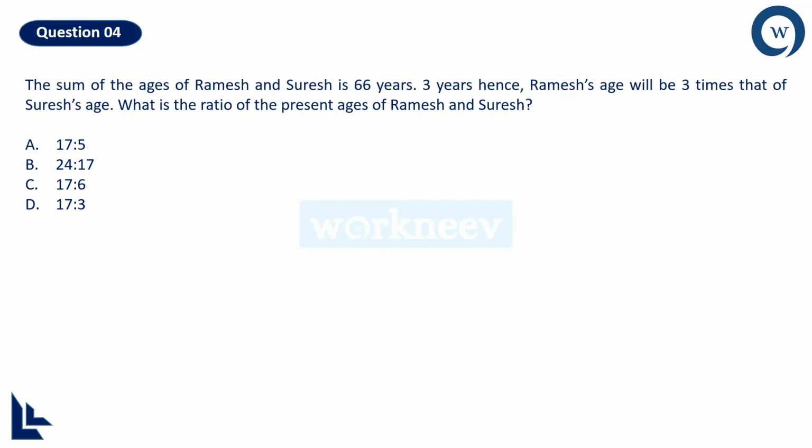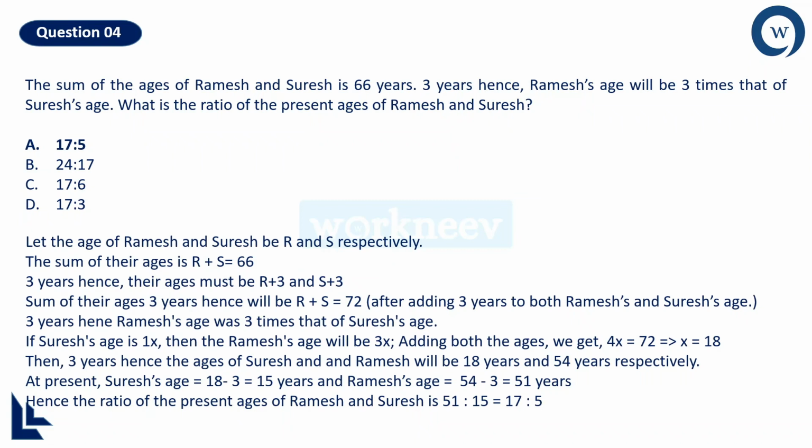Alright, let's check what's the right answer to this problem. The right answer to this question is option A, 17:5, and here is the long cut method to solve the problem. Let the age of Ramesh be R, the age of Suresh be S, your favorite step, and then the sum of their ages is given in the question, and that is R plus S is equal to 66.